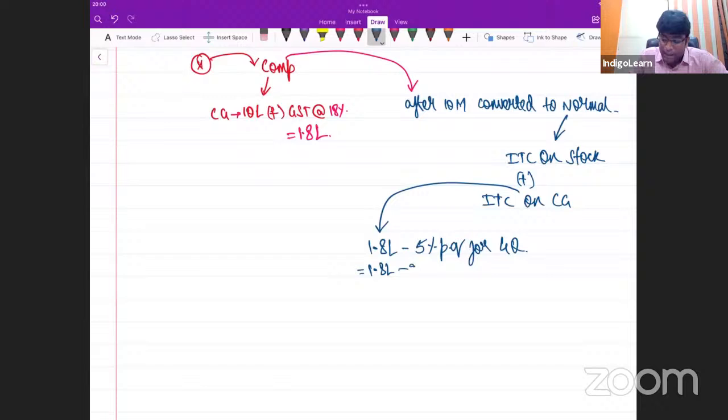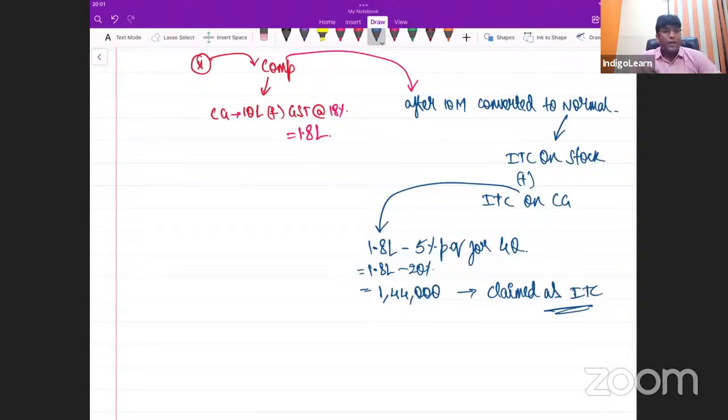1.8 lakhs minus 20%, which is 36,000. So balance figure is 1,44,000. This can be claimed as input tax credit. So once you convert from composition to normal, this way you can claim input tax credit. So logic is simple, my dear friends.